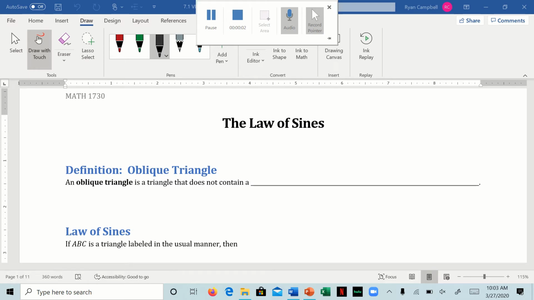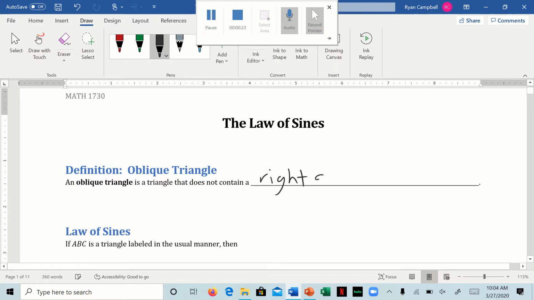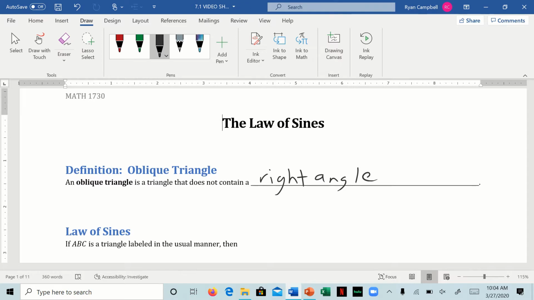So, next thing up is the law of sines. Before we talk about that, let's talk about an oblique triangle. Up until this point, we have done trigonometry with right triangles. Now we're going to do it with non-right triangles, which are just called oblique triangles. An oblique triangle is just a triangle that does not contain a right angle, and that's it. So basically, we're just going to be talking about triangles that are not right triangles.